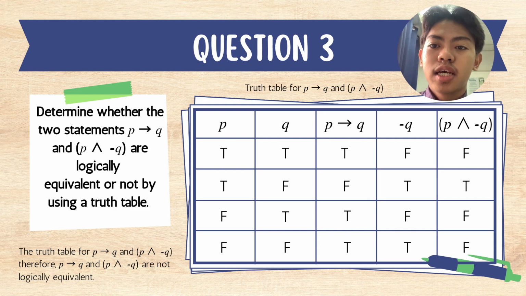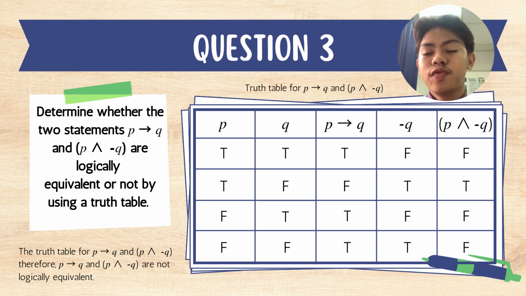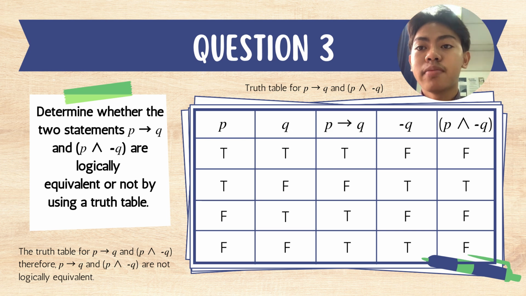So next we will be discussing question 3, which involves determining the logical equivalence of two statements using a truth table. First, let's look at the problem. We are given two statements, P then Q, and P and not Q. Our goal is to determine whether these two statements are logically equivalent. To do this, we'll use the truth table. Let's go through the table step by step.